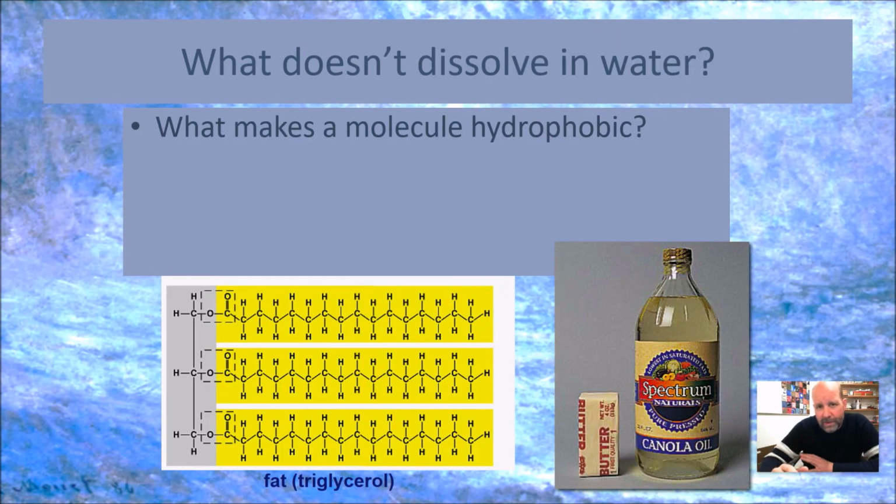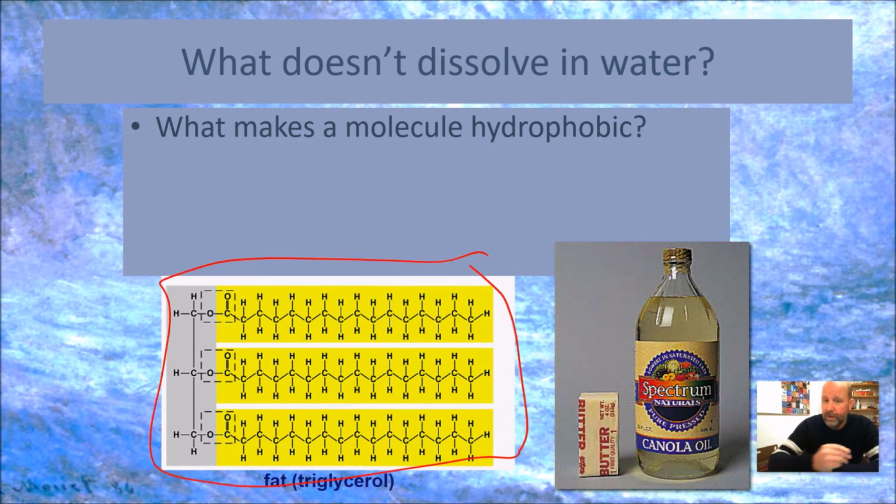So, of course, a lot of biological molecules don't dissolve well in water. These are the ones that we call hydrophobic. We're talking vegetable oil, things like this, that don't mix with water. So this is a triglyceride down here. This is a fat molecule. It's what you find in things like olive oil or butter.